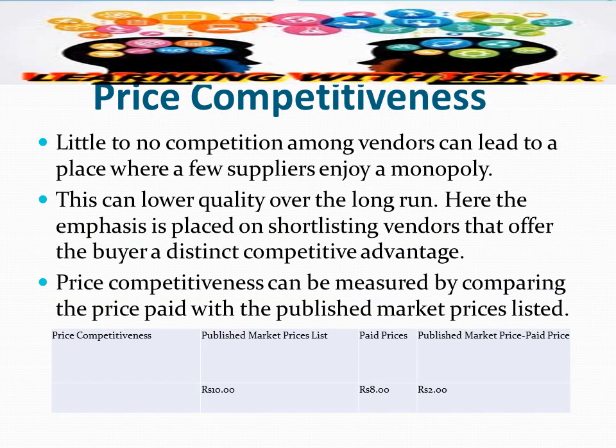So we have to create price competitiveness to break the monopoly of the suppliers and improve our quality. Price competitiveness can be measured by comparing the price paid with the published market price list. So what they are publishing, or their selling price, and then what we paid after the negotiation. For example, if the market price list is 10 rupees and we paid 8 rupees, we are saving 2 rupees. So the more the saving, the more price competitiveness we are getting.